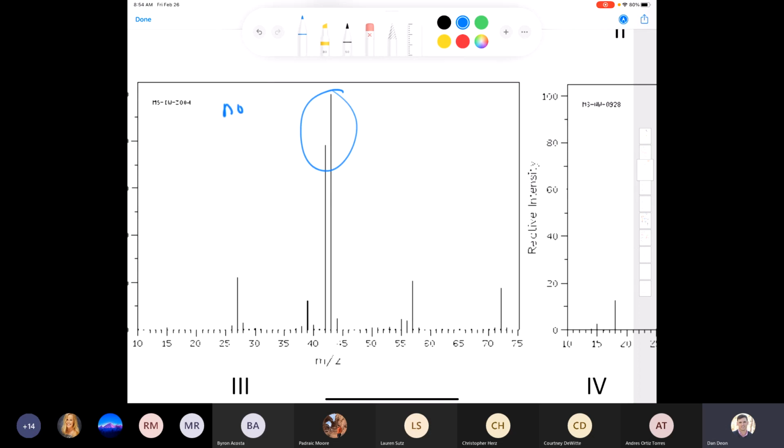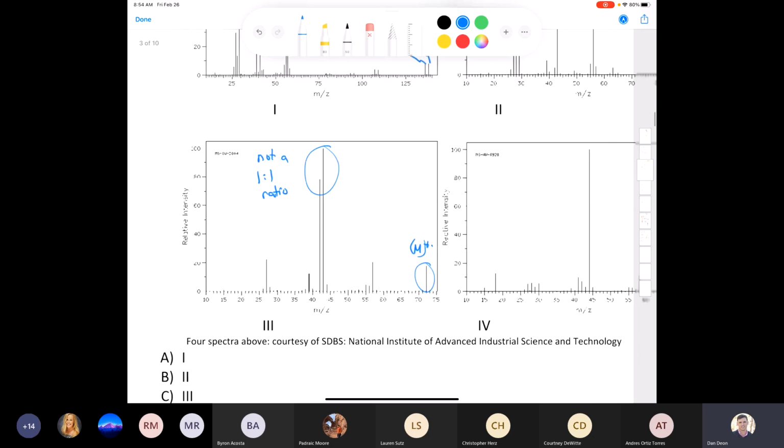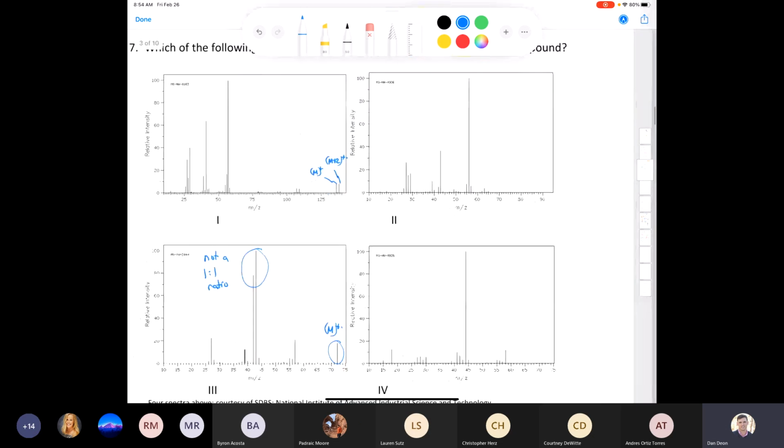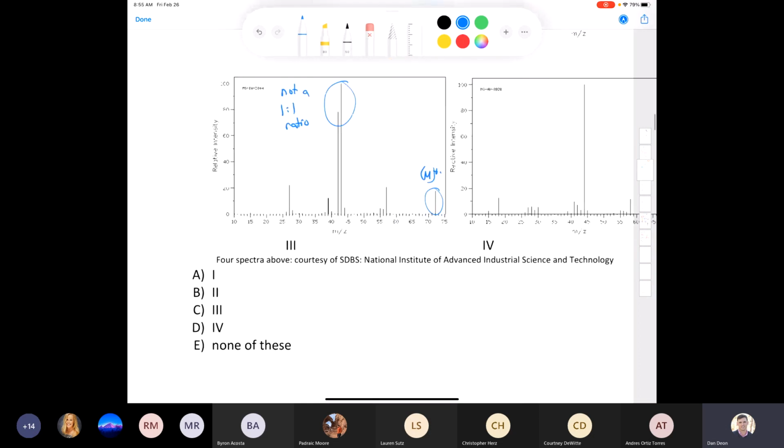They are not a 1-to-1 ratio, first of all, and also they're not the molecular ion, which looks like it's up here around 72. Okay, so this is your molecular ion. And it's definitely not the other 2. There's no M+2 peak for either of those. The first one is the only one with an M+2 peak in it, and so the answer would be the first one.